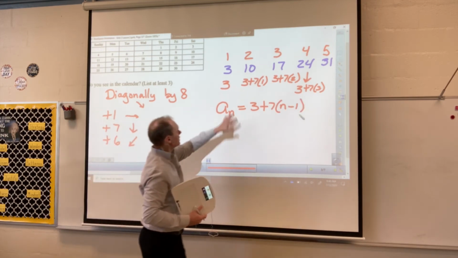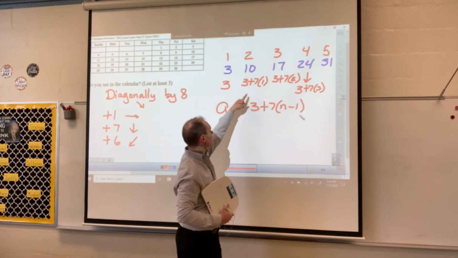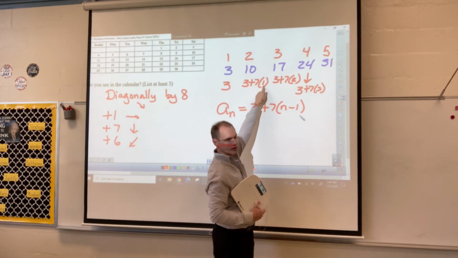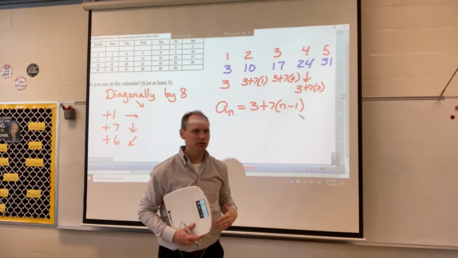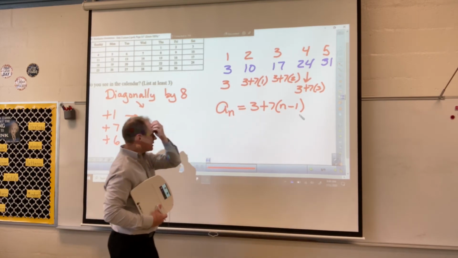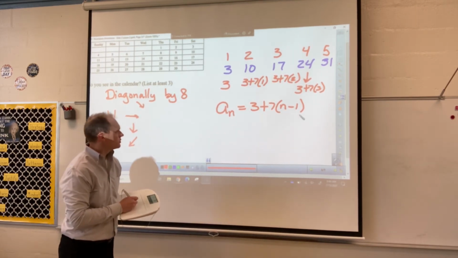Yeah. So yeah, that's the form that all of these take, right? It's 3 plus 7 times the 1 less than the term number is how we can get all of those terms. And so we can jump to whatever term you want by doing that. Now just to go back, so this is explicit.